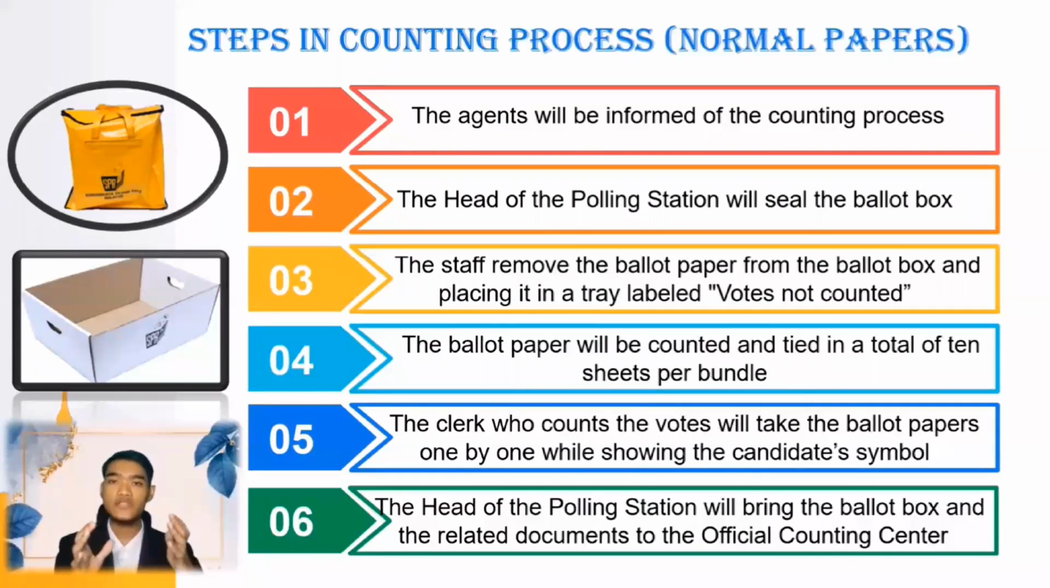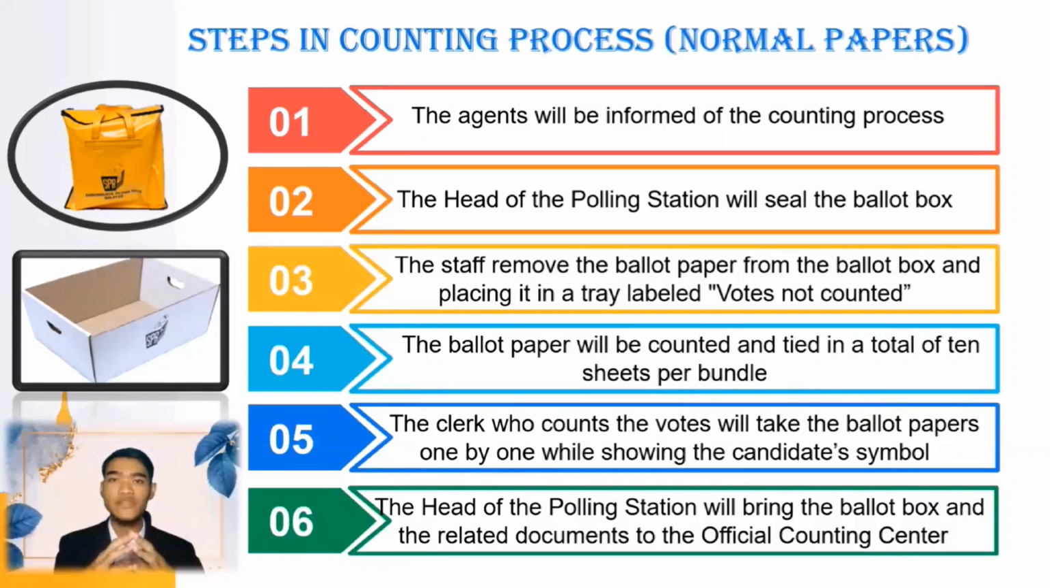Then the clerk who counts the votes will take the ballot papers one by one while showing the candidate's symbol to the voting agent, and place it in the relevant candidate tray if there is no objection from the voting agent. However, if there is an objection from any voting agent, the ballot paper will be placed in a doubtful ballot tray, and the process of recounting the ballot papers of each candidate will be done. Okay. For your information, only once is allowed for the voting agent to apply for a repeat counting process. But the head of the polling station, or ketua tempat mengundi, is allowed at his discretion to conduct a repeat counting of votes more than once to satisfy all parties.